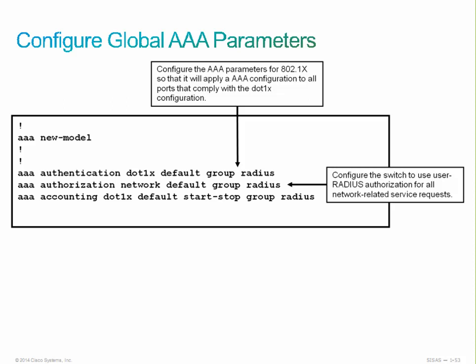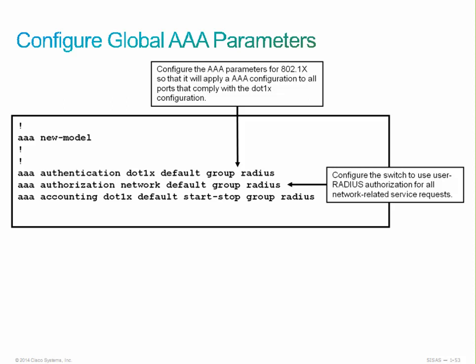Then the final command, the accounting process: aaa accounting dot1x default start-stop group radius. Another global configuration command causes the switch to send RADIUS accounting messages whenever a RADIUS session starts and also when the RADIUS session terminates. These methods are all called the default method.